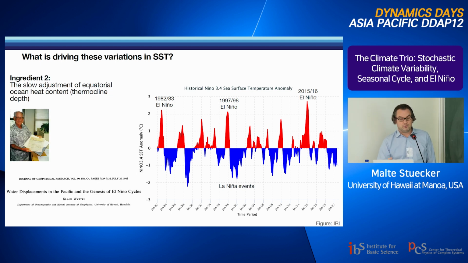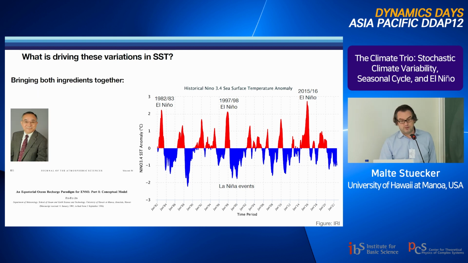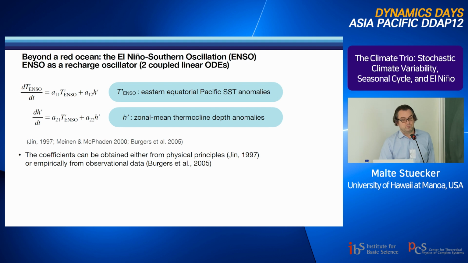And then to get an oscillation, we also need a slow adjustment, and that's the equatorial ocean heat content or the thermocline depth. Now, if you put these two things together, what Fei-Fei Jin did in his 1997 paper is include these two processes, and you arrive at a simple coupled system of two linear ODEs.